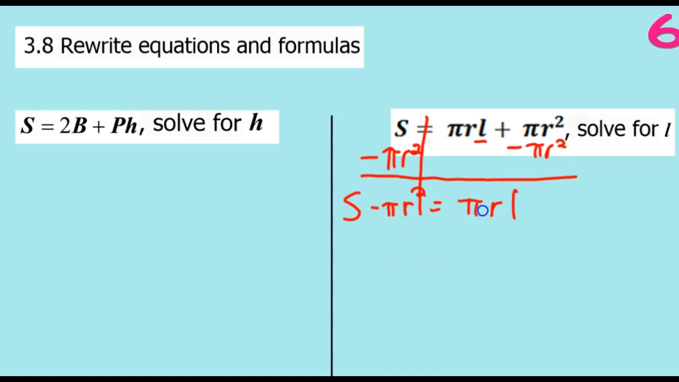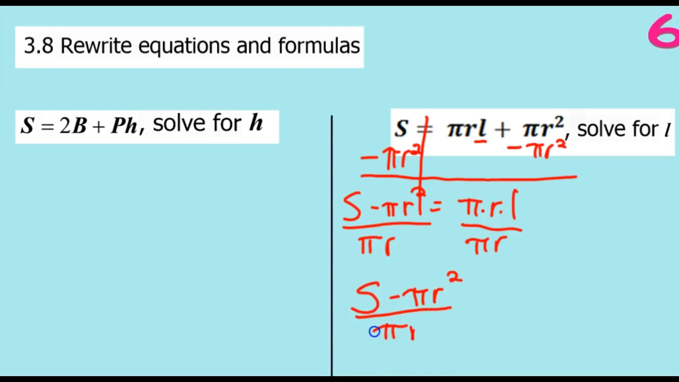Now pi rl are being multiplied together, so I know I can divide. I'm going to divide everything by pi r to get L by itself. So I have s minus pi r squared over pi r equals L. Alright, that's our review.